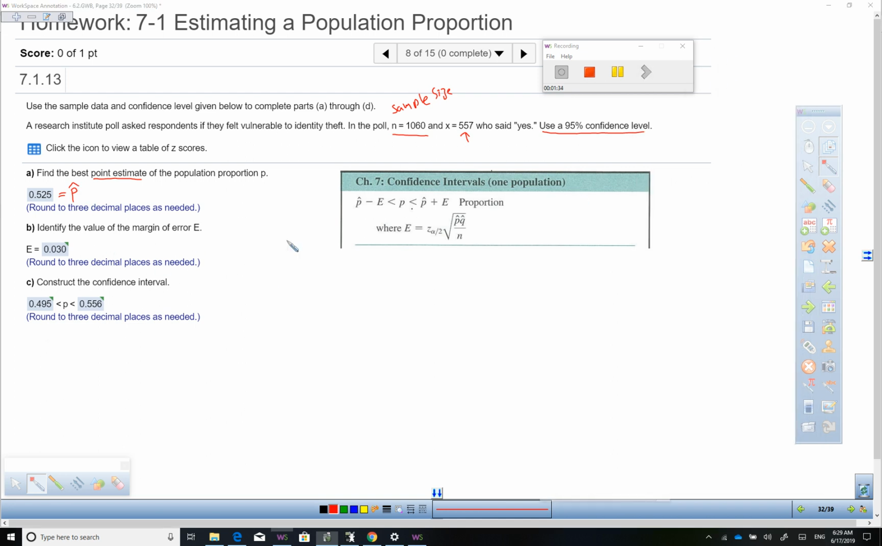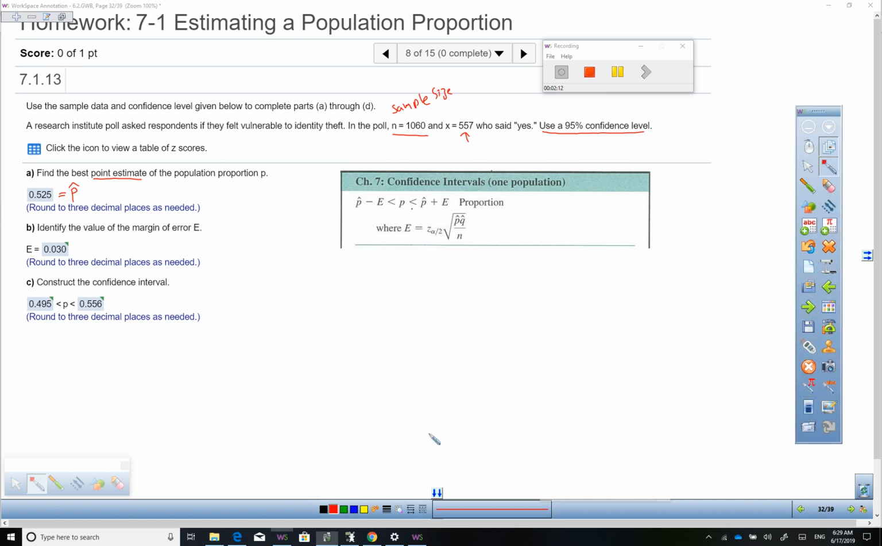The margin of error. This formula is the one that is on my MyMathLab, and the one that the author provides. That is the margin of error, and that is equal to z of alpha by 2 times the square root of p hat times q hat over n. Okay, first of all, we need to find that critical value.